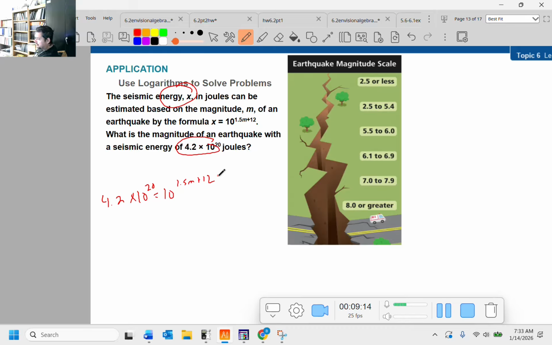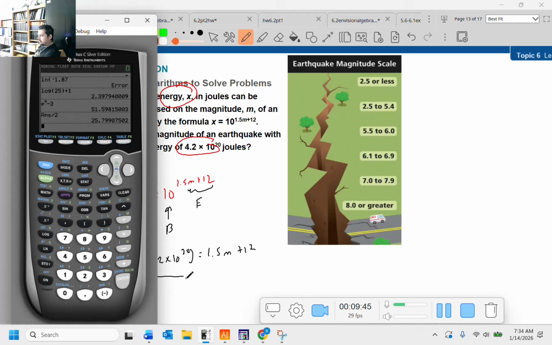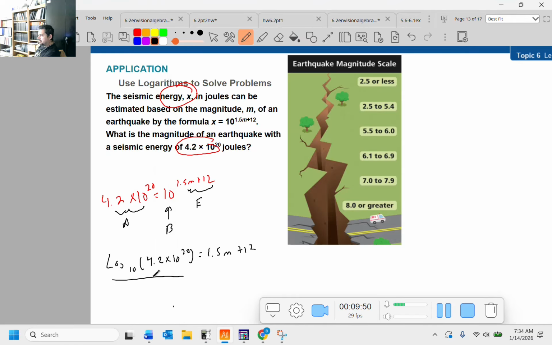Now, I know this looks funny, and this is one of those things that gets some kids. But this base is all by herself. So here's a base, here's an exponent, which means this is the argument. So I'm going to convert to a logarithm. A logarithm whose understood base is 10, and their argument is 4.2 times 10 to the 20th must equal 1.5 magnitudes plus 12. So I can just push buttons on this and see what this is, right? Log, I done forgot the number, 4.2 times 10 to the 20th.